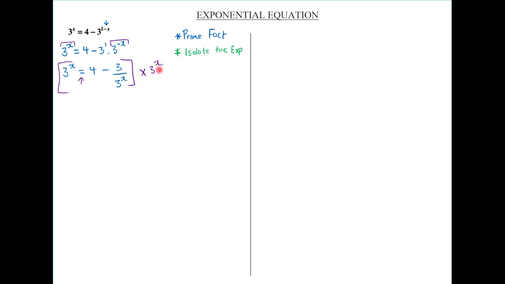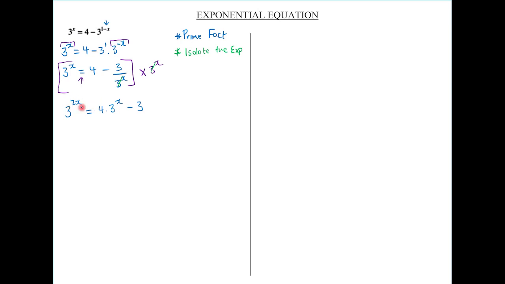So when you multiply by 3 to the power x, 3 to the power x times 3 to the power x is going to be 3 to the power 2x, right? Same base, we just add the powers, x plus x, which is just 2x. That equals 4 times 3 to the power x, because they're not the same. Now 3 to the power x times minus 3 over 3 to the power x, what's going to happen is that the 3 to the power x is going to cancel with the 3 to the power x, right? So this means we're going to be left with minus 3.